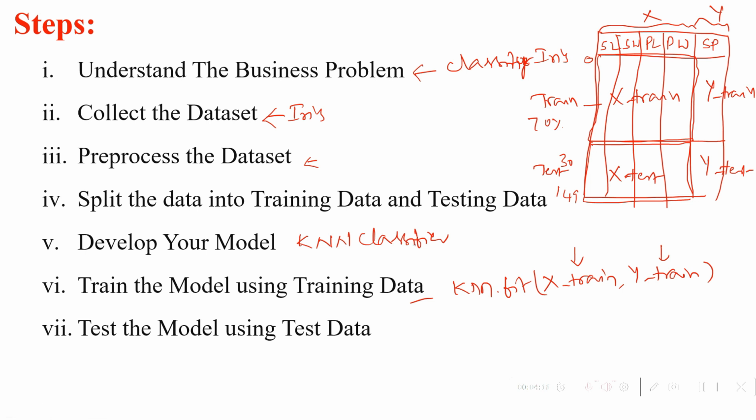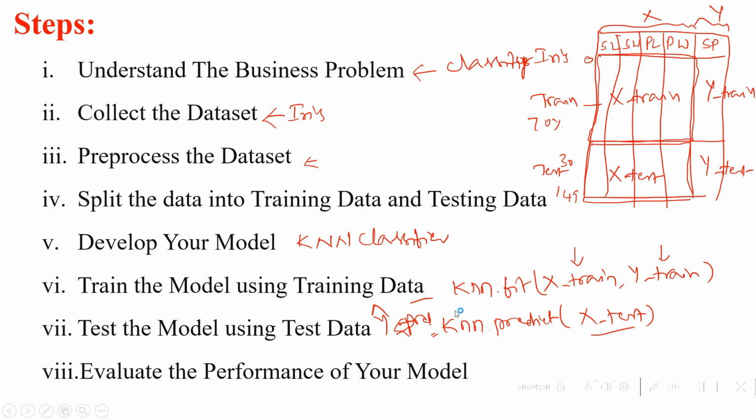And then test the model using the test data. We use KNN predict, providing the X underscore test data. Based on the X test data, we are going to predict Y, the predicted data. Now we are going to evaluate the performance of the model. Y test is the actual data, and Y underscore predict is the predicted data. We are going to compare the Y underscore predicted value and the Y underscore test value. If there is any difference between them, we find the performance based on these two values.